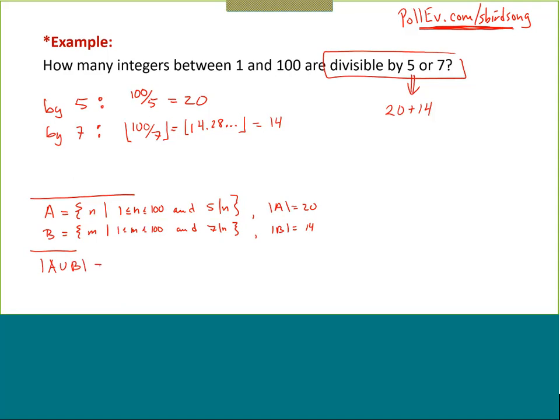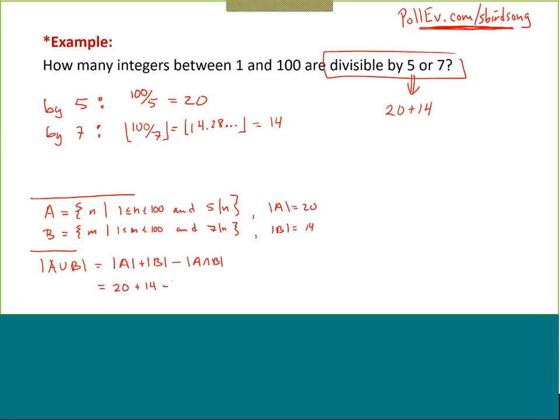Now, we've totally done this before. And what did we find in the past? Well, you add the two cardinalities of the two sets together. So throw in all of those objects from the two sets, but you're typically going to be overcounting. So then you need to subtract off the cardinality of the intersection. If we plug this in, this would be 20 plus 14 minus something. So this is where you have to figure out what that something is.